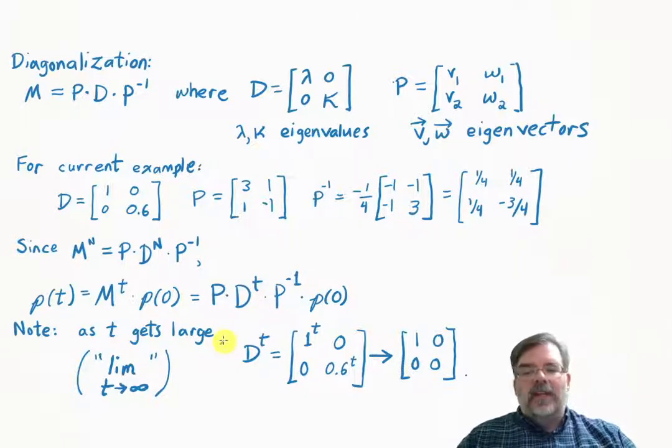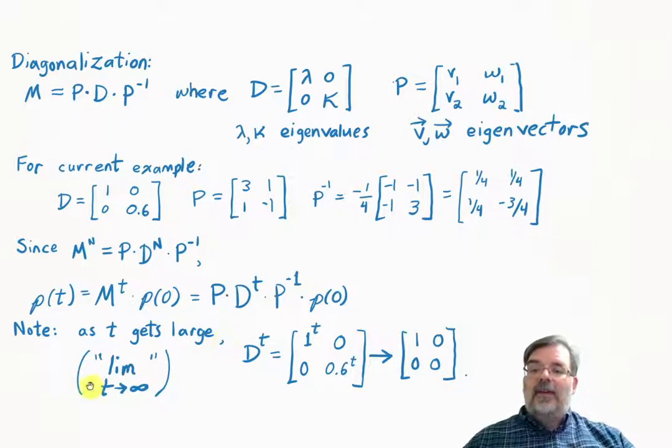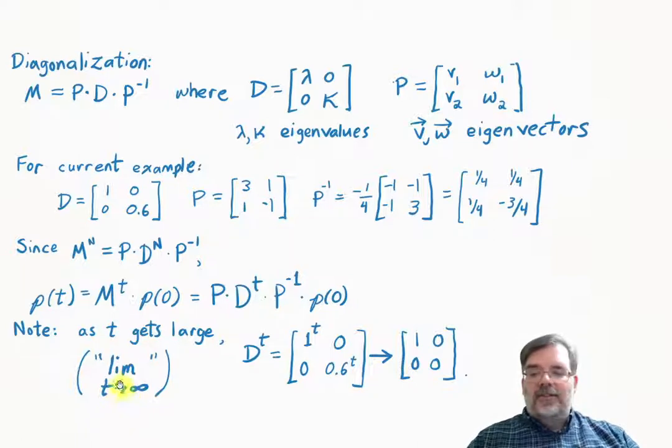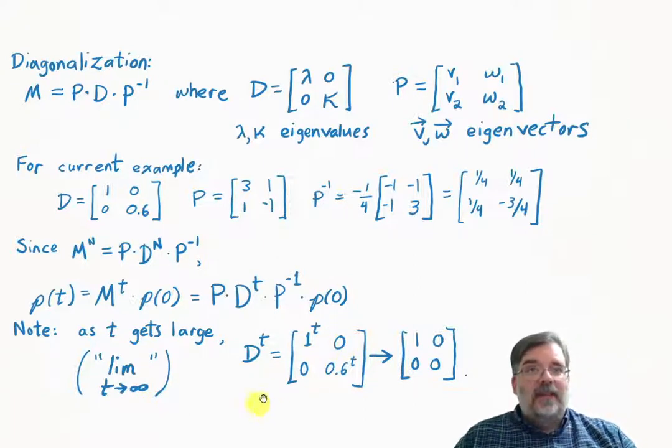And so it's really convenient to borrow some notation from calculus. We're not actually doing calculus, but I do like to use this notation. As t gets large, that's something from calculus called the limit as t approaches infinity. We can't necessarily plug in infinity, because what does it mean to multiply something by itself infinitely many times?